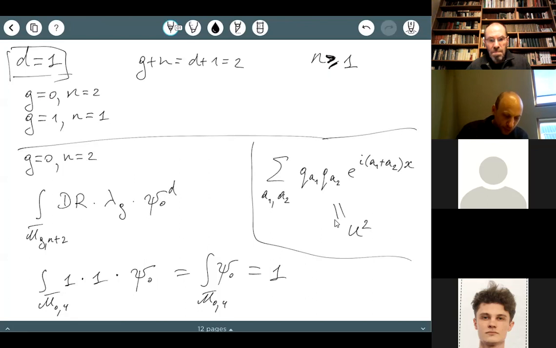Except that, sorry, I forgot one thing. I forgot the 1 over n factorial, 1/2. So actually 1/2 of u squared. I'm trying to be as honest as possible. 1/2 of u squared. So this is our first term. Now we go to the second term, genus 1, 1 marked point.